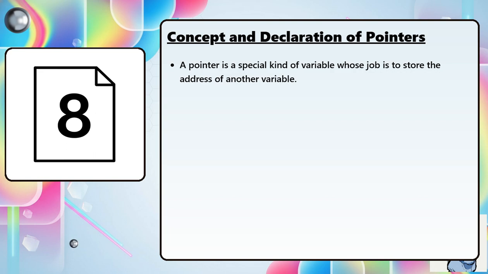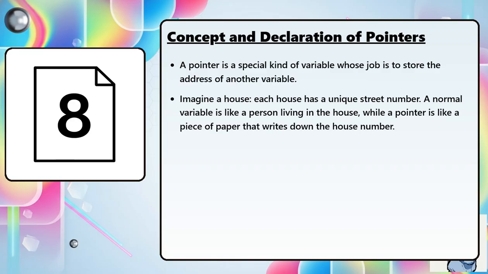A pointer is a special kind of variable whose job is to store the address of another variable. Imagine a house. Each house has a unique street number. A normal variable is like a person living in the house, while a pointer is like a piece of paper that writes down the house number.